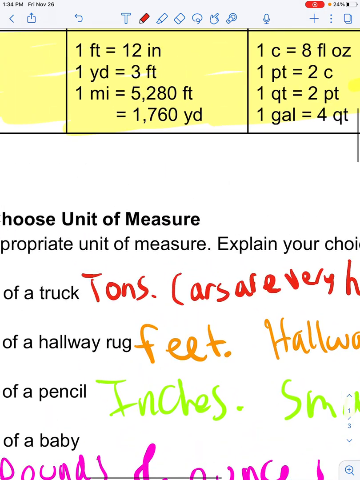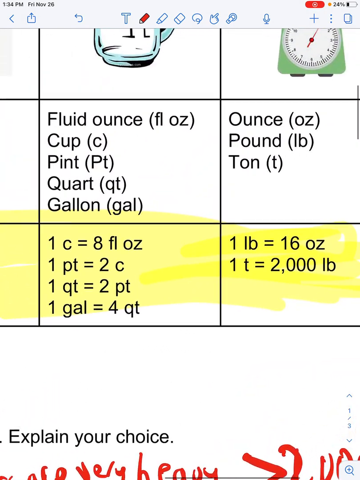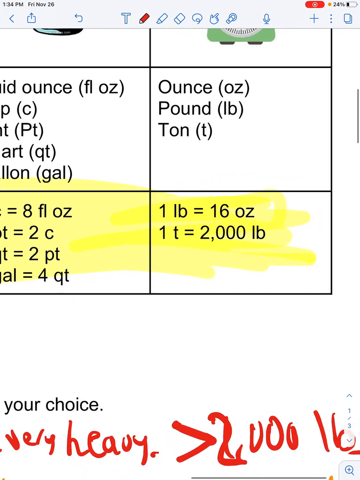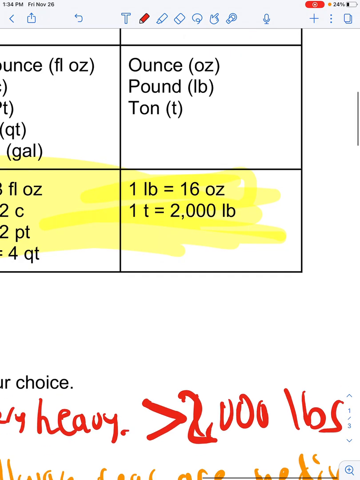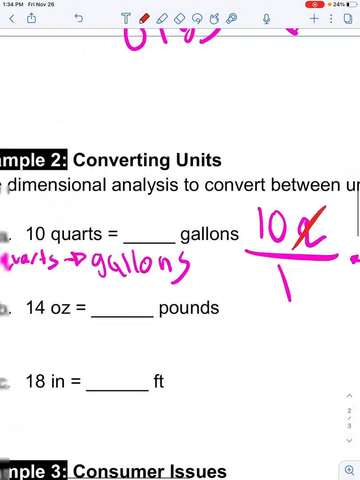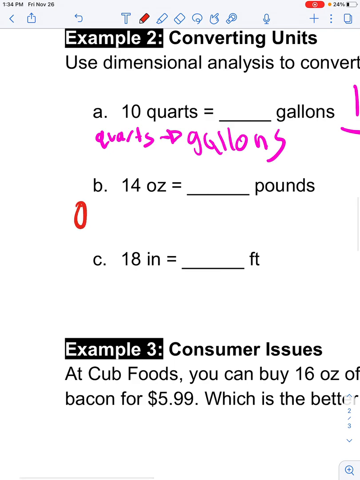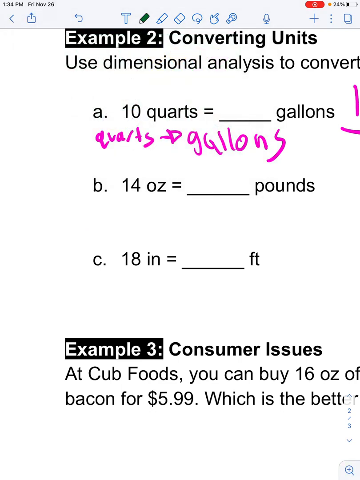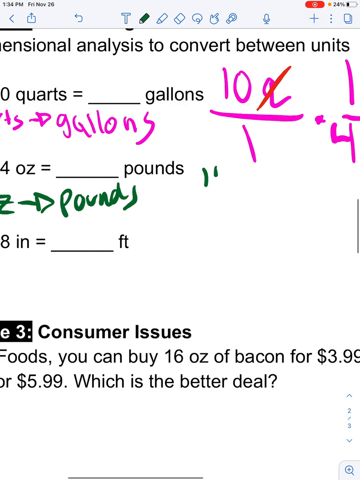So that's like, okay, this time we have 14 ounces equals blank pounds. So I'm going to say, okay, I know that 1 pound equals 16 ounces, okay? So using this conversion, that's what I need to solve this problem. So I can go right from ounces, let's get a different color, to pounds directly.